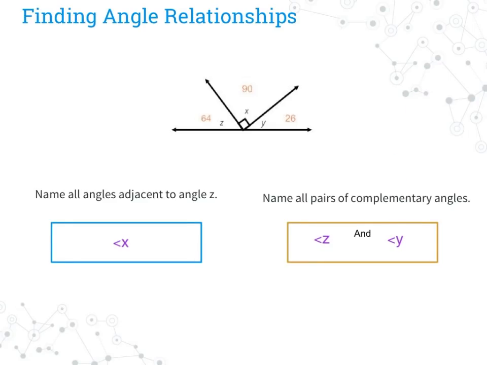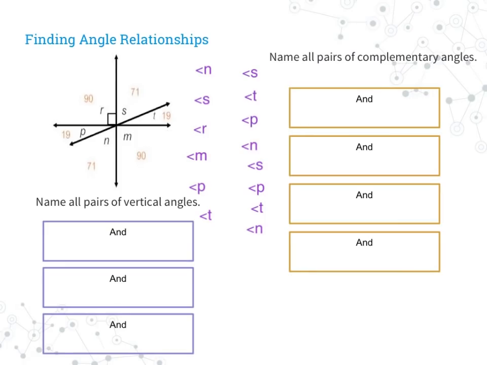Let's take a look at the next one. So in this one, it wants us to find angle relationships. We're only looking for vertical angles and complementary angles. So I want you to pause the video now and try this on your own and find only complementary and vertical angle relationships.